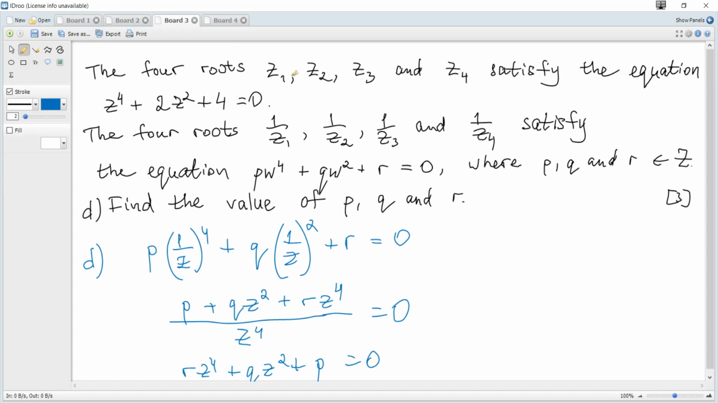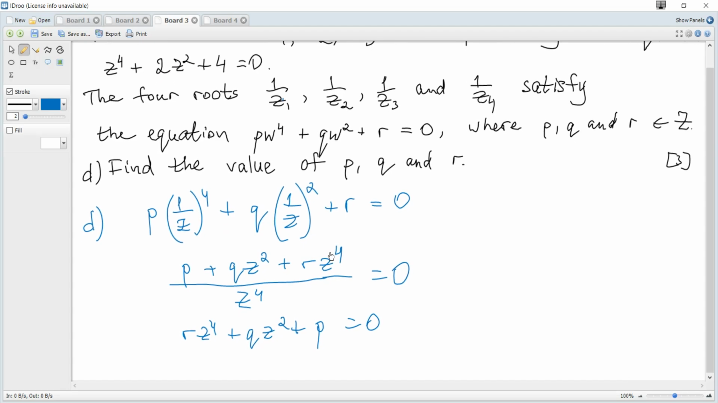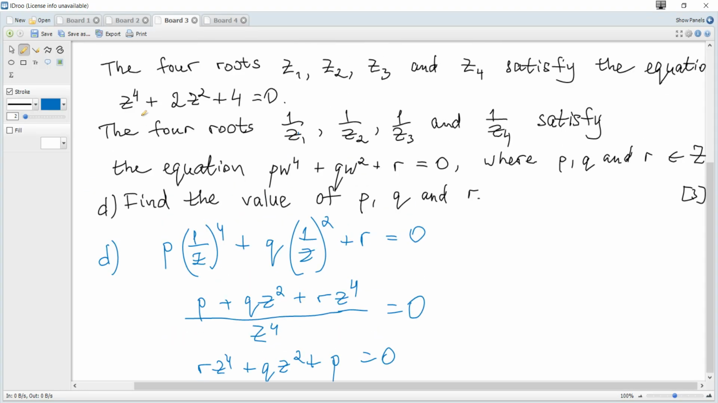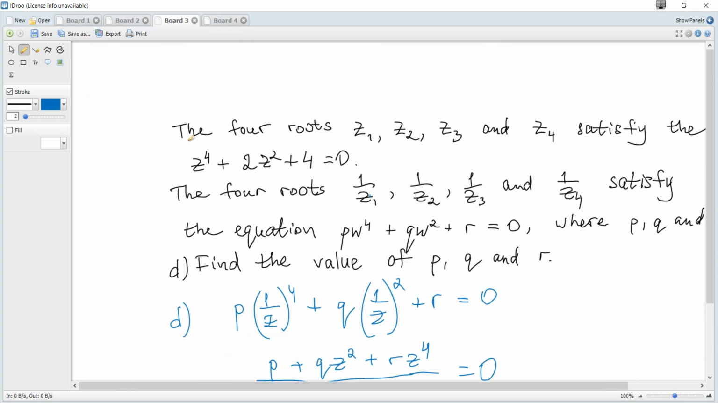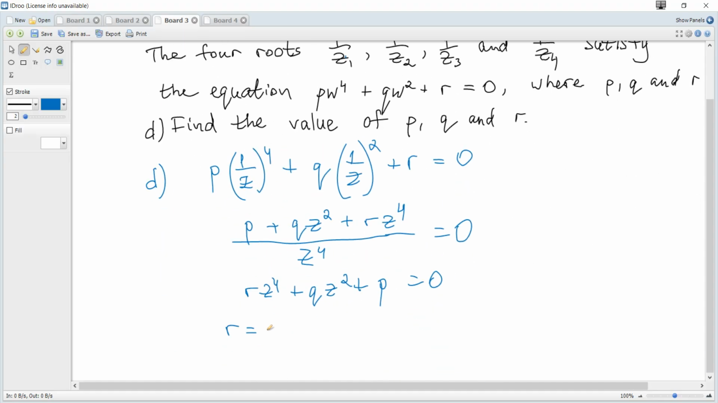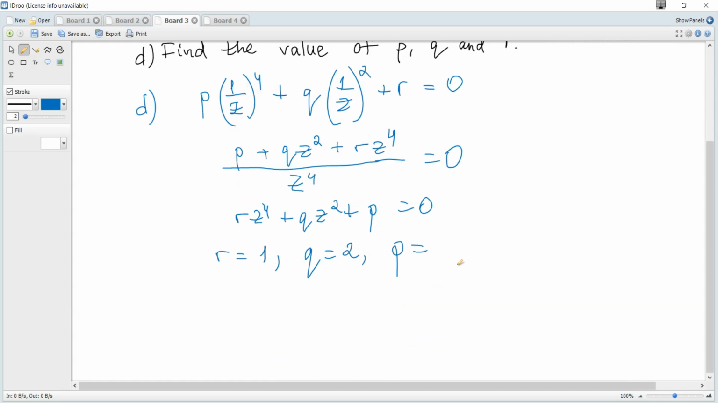But it's the same z, and we compare with this to conclude that r is 1, q is 2, and p is 4.